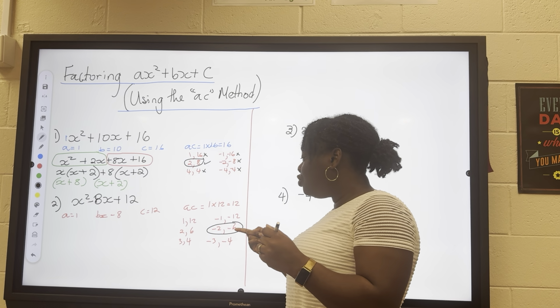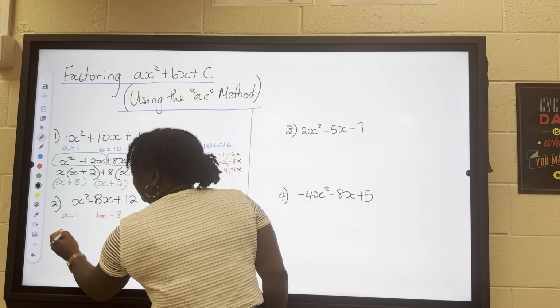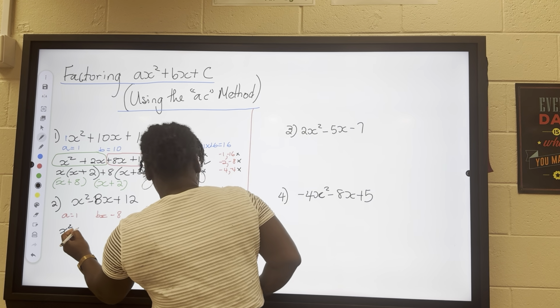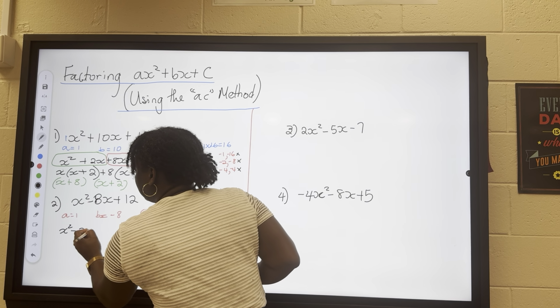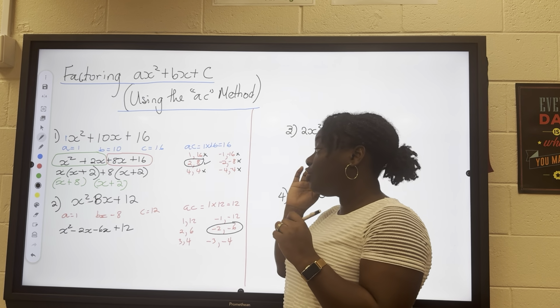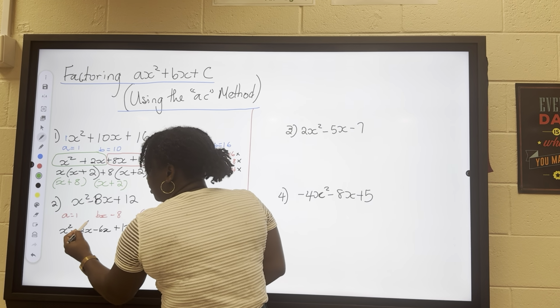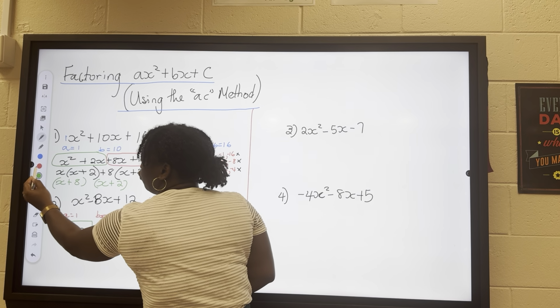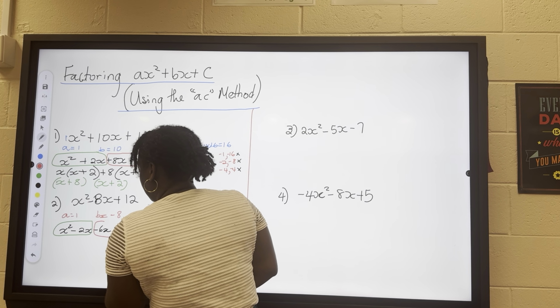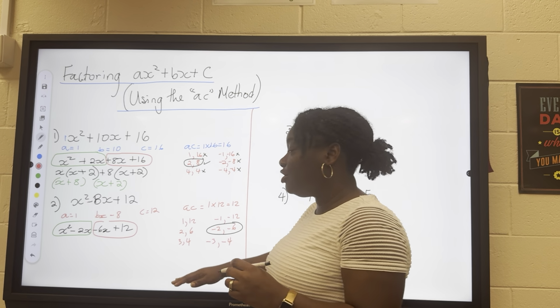Remember, what we do now is to replace this for our middle term. So let's rewrite it. X squared minus 2x minus 6x plus 12. So that's our new expression right there. And the next step, again, is to go in and create 2 groups. So our 2 groups, after we have done that, we're going to go and factor the 2 groups.